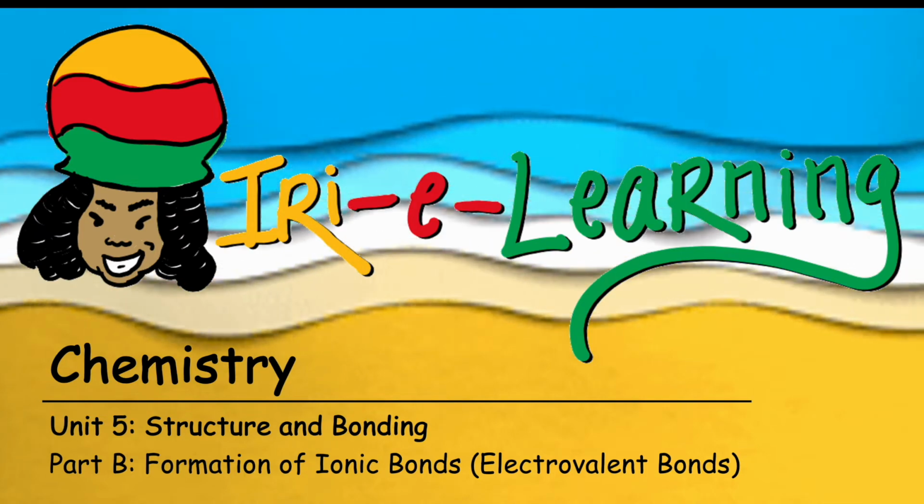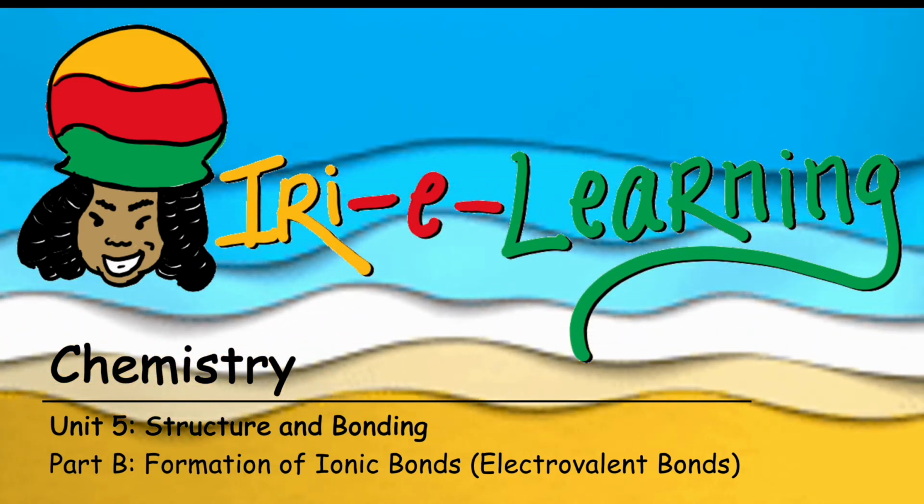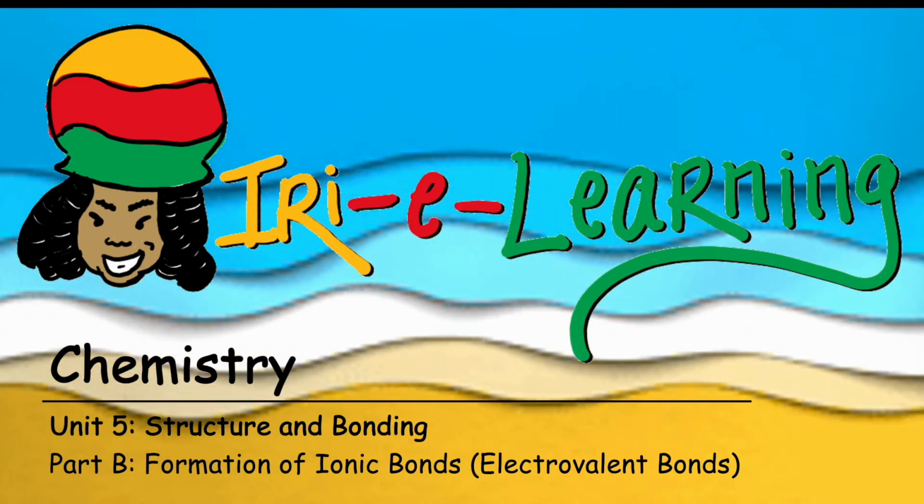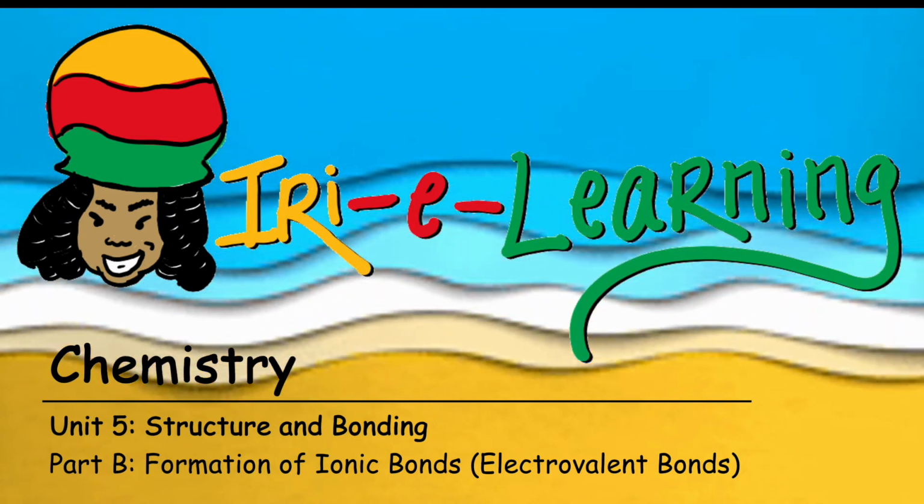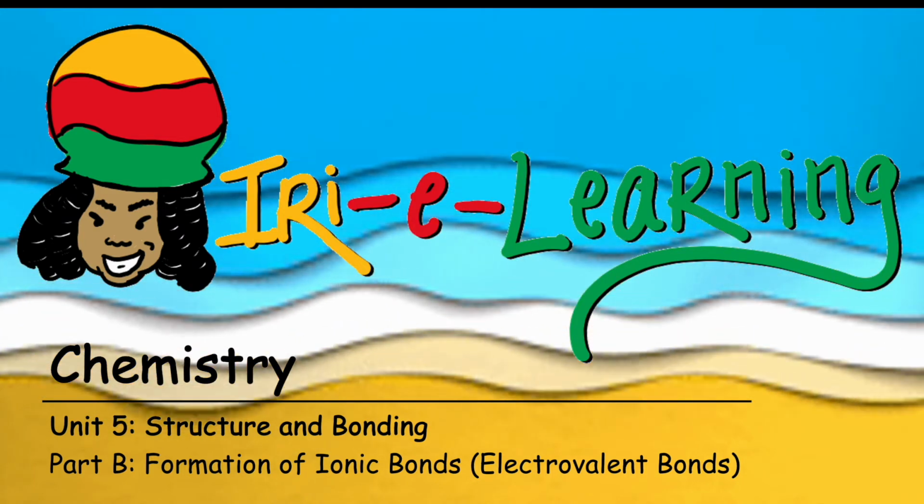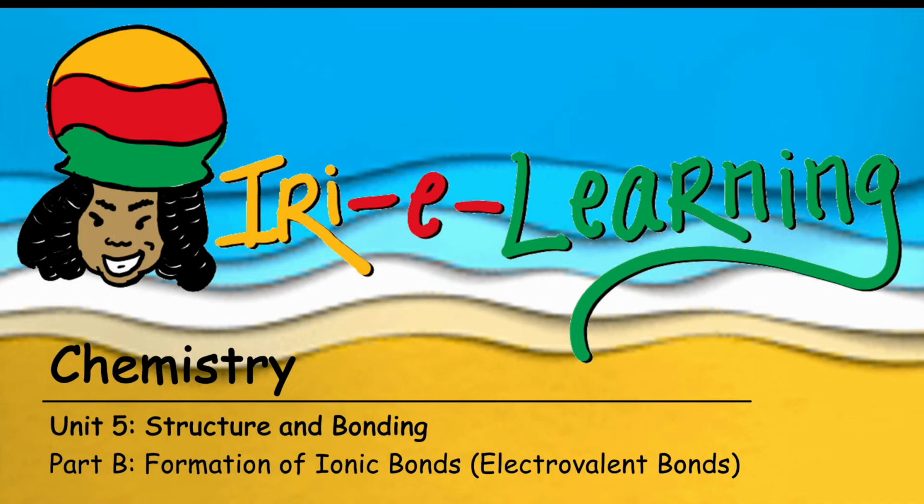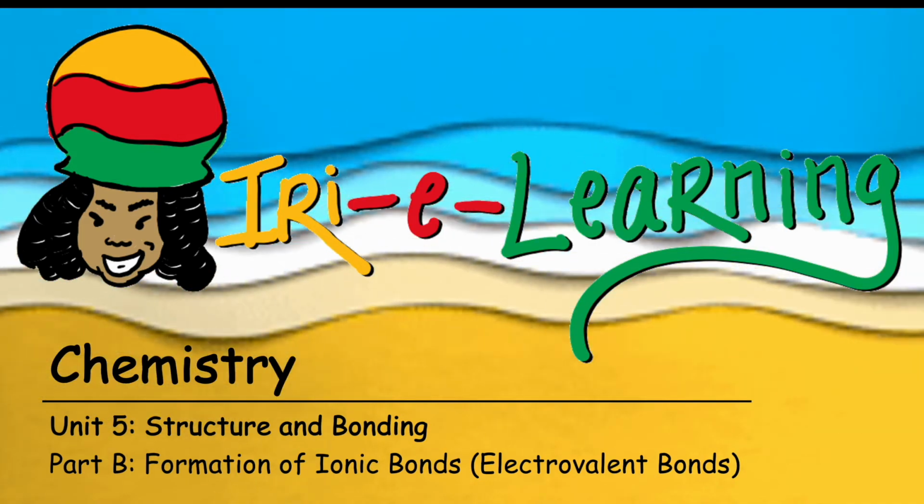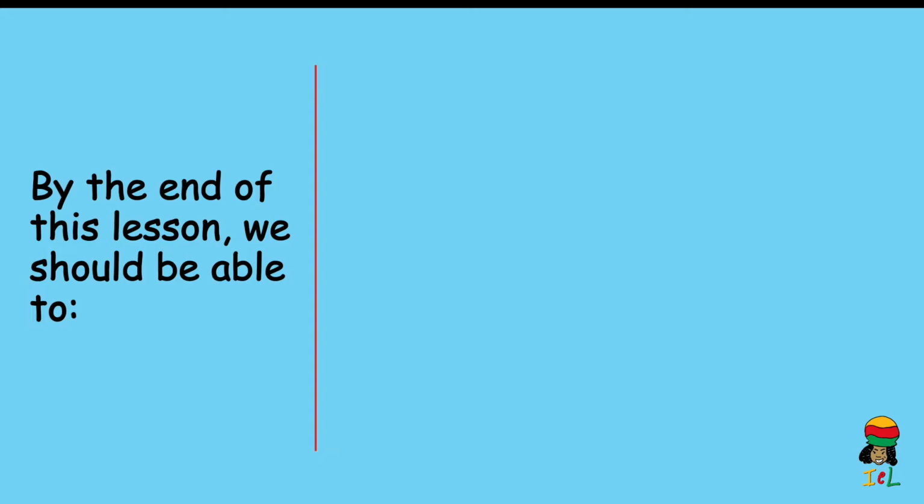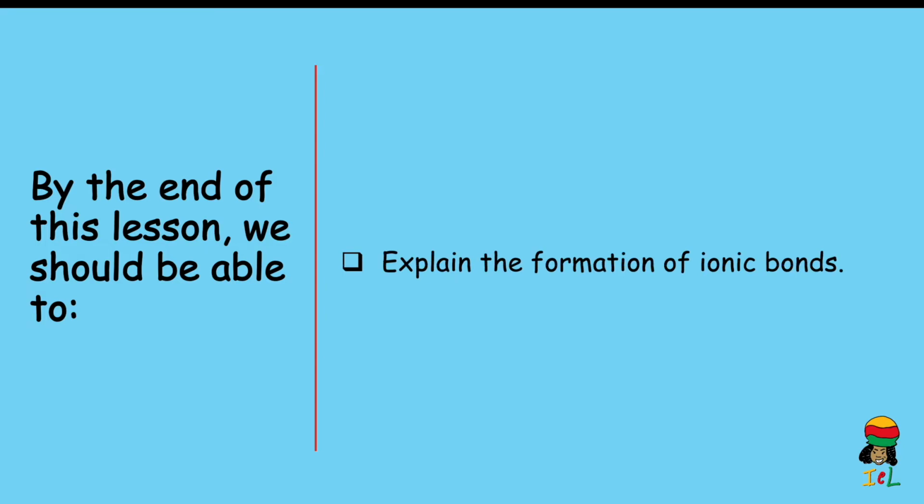In this structure and bonding lesson, we will look at the formation of ionic bonds, which is also called electrovalent bonds. Check the description box for links to all the videos associated with this unit. By the end of this lesson, we should be able to explain the formation of ionic bonds.